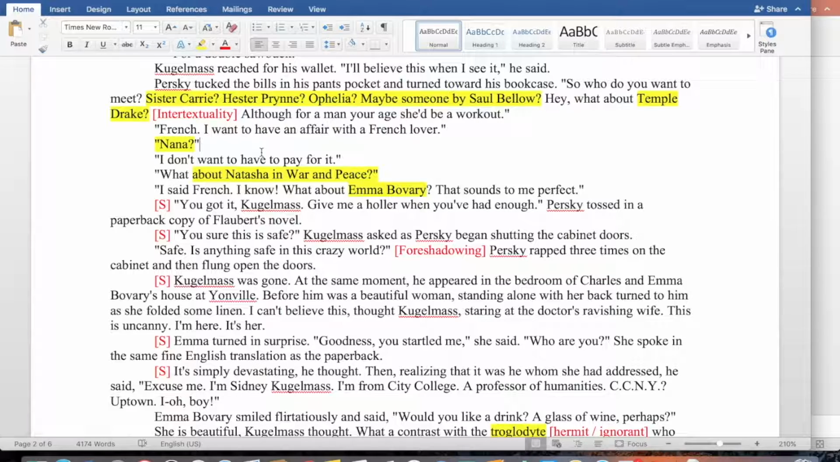Persky tucked the bills in his pants pocket and turned towards his bookcase. So who do you want to meet? Sister Carrie? Hester Prynne? Ophelia? Maybe someone by Saul Bellow? Hey, what about Temple Drake?